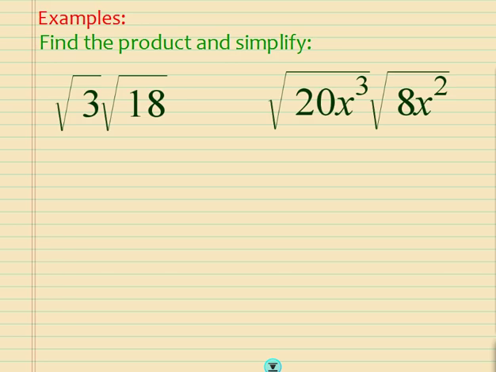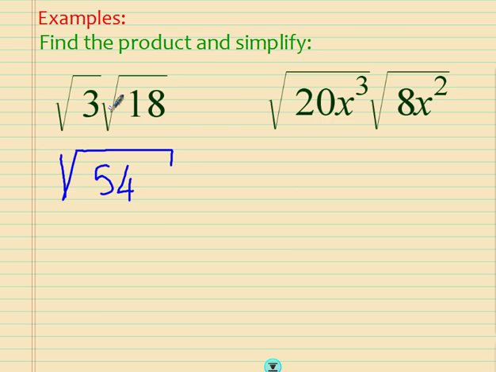Now let's find the square root of products. When we multiply two square root expressions, we can write the multiplication inside of one big square root. So 3 times 18, inside of the square root will multiply with inside, and if there is a number outside of the square root, that would multiply with the outside of the other square root.